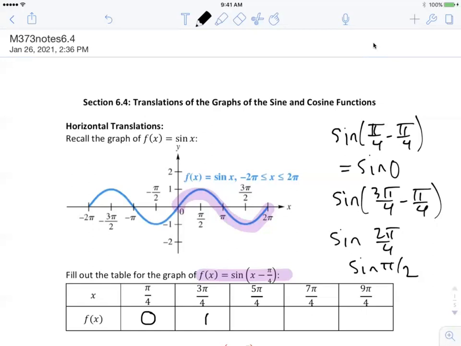If I plug in 5 pi over 4, subtract pi over 4, that's 4 pi over 4, which reduces to pi. Looking at pi, or 180 degrees on the unit circle, I see the y coordinate is 0. 7 pi over 4 minus pi over 4 is 6 pi over 4, 3 pi over 2. Bottom of the unit circle, the y coordinate is -1 there. Finally, 9 pi over 4 minus pi over 4, 8 pi over 4, which reduces to 2 pi, sine of 2 pi, back to 0. Okay, so those are the 5 points that I would like to graph.